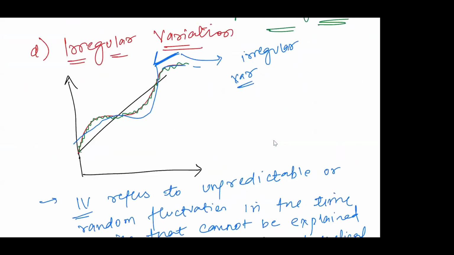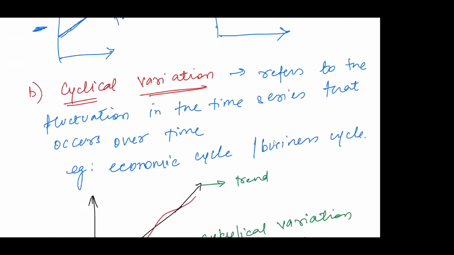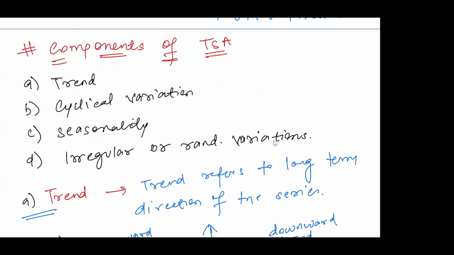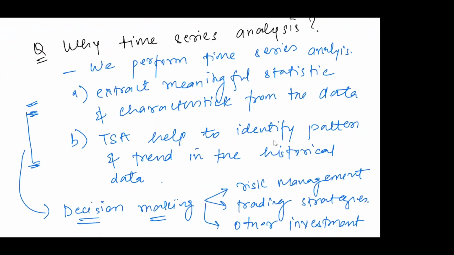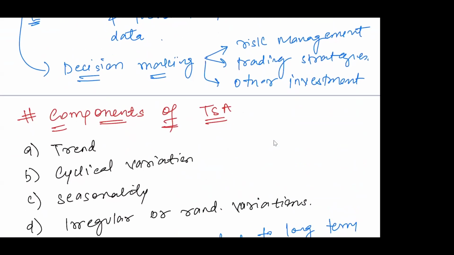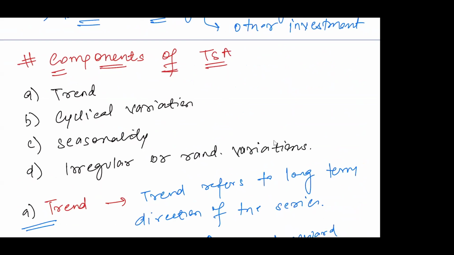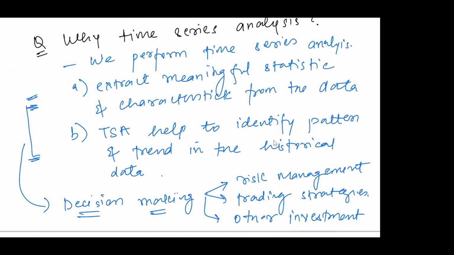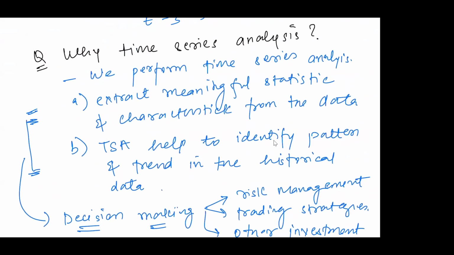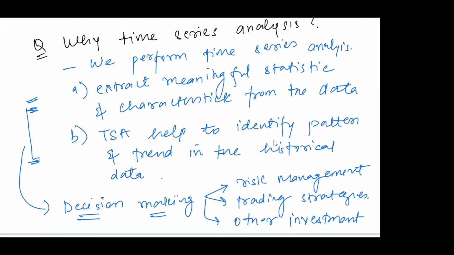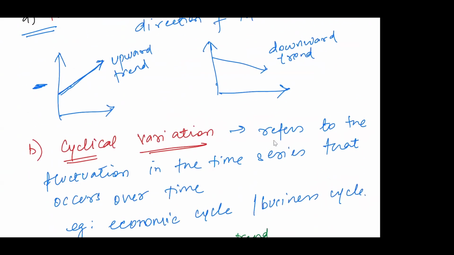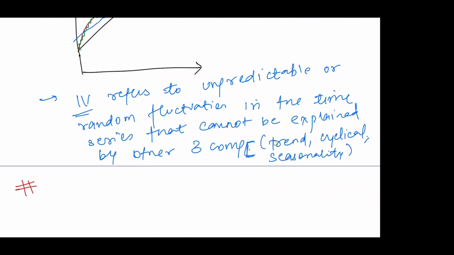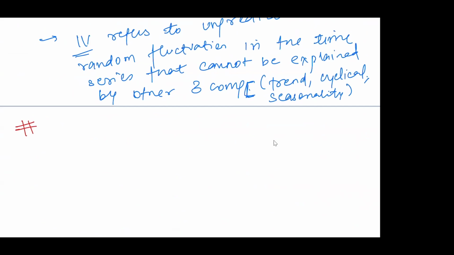A very common interview question, and I'll also tell you the interview questions, is: what is time series analysis, or what is time series and what are its components? As I said, a time series is any variable that has a value attached to time, and there are four components: trend, cyclical variation, seasonality, and irregular or random fluctuations. So this is one interview question.